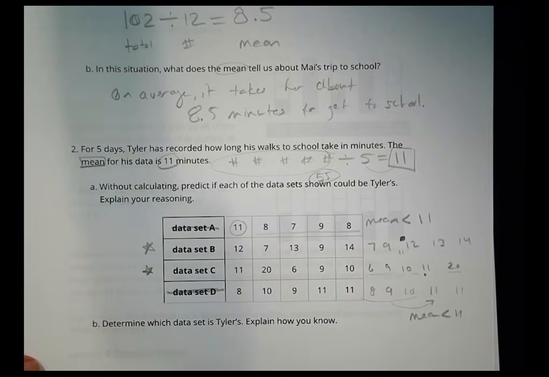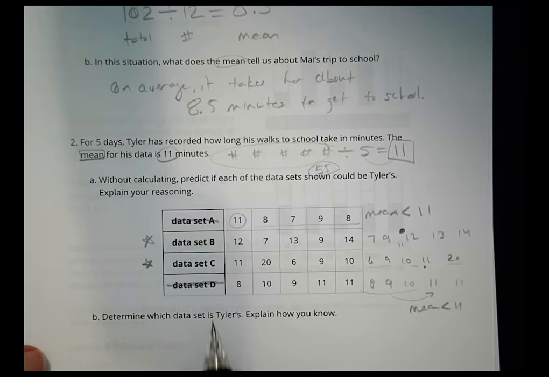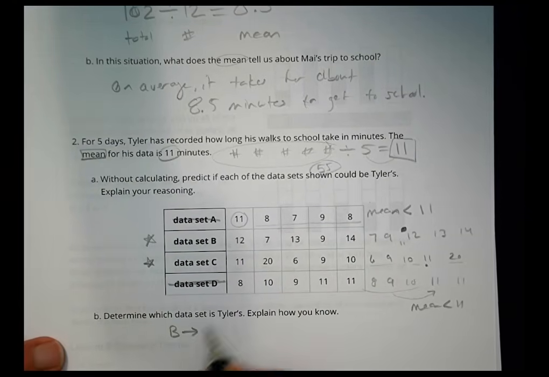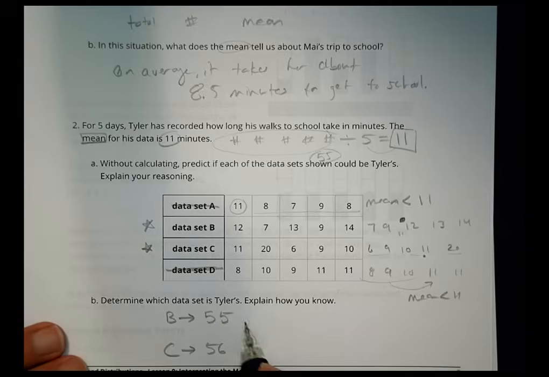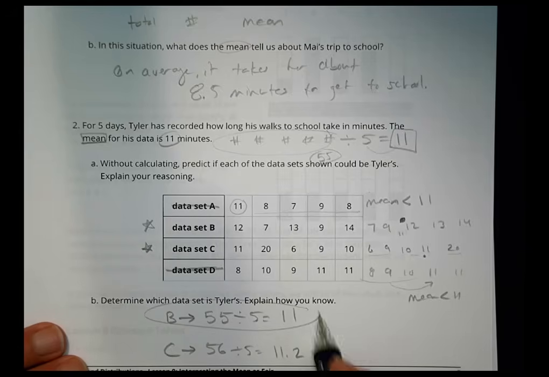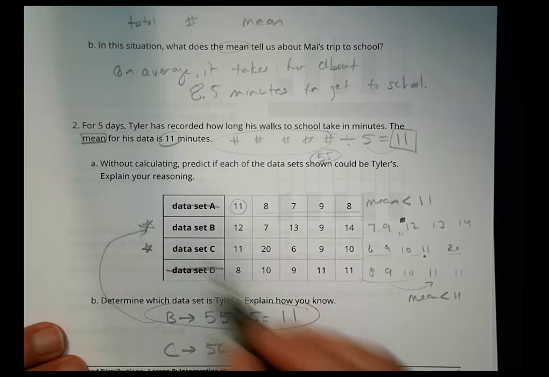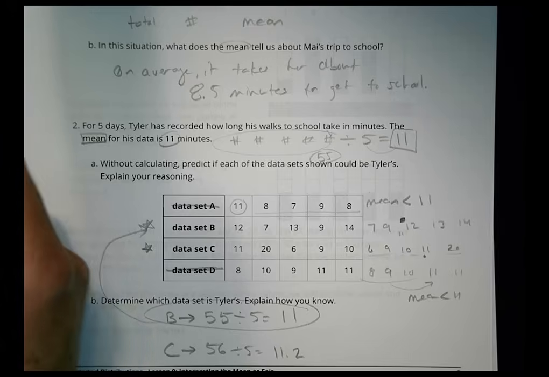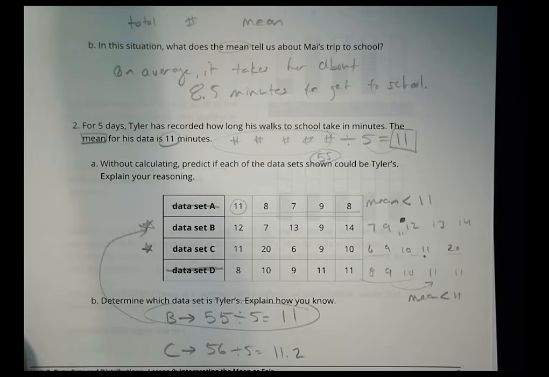So now let's find out which one actually works. When you add up B's total, the sum of B is 55. The sum of C is 56. Now when we divide those sums by 5, we get our means, which are 11 here, and 11.2. So the one that's the actual data for Tyler is data set B. All right, so that's the idea there. Let's take a look at your summary.